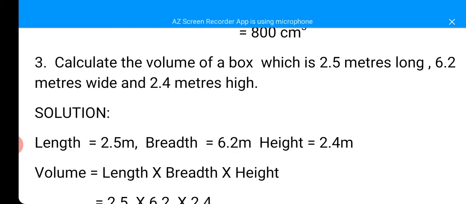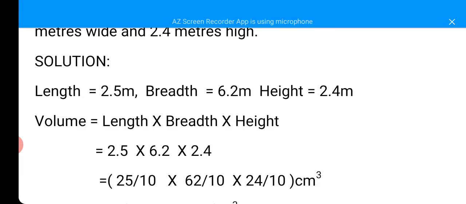We are given length to be equal to 2.5 meter, breadth to be equal to 6.2 meter, and height to be equal to 2.4 meter. We have to calculate the volume of the box. Volume is equal to length times breadth times height, and that is 2.5 times 6.2 times 2.4.